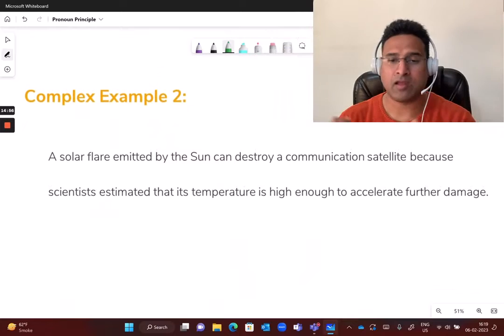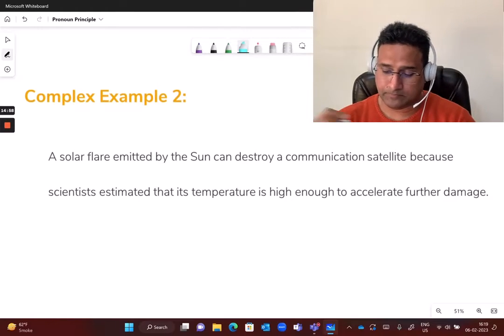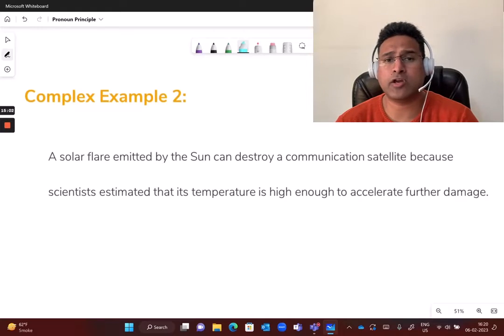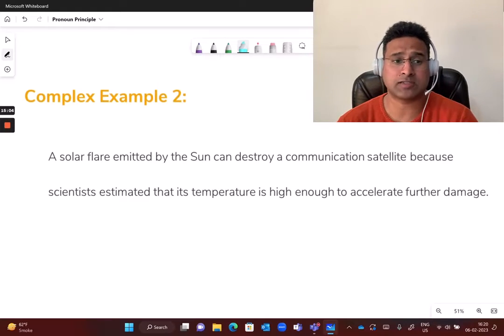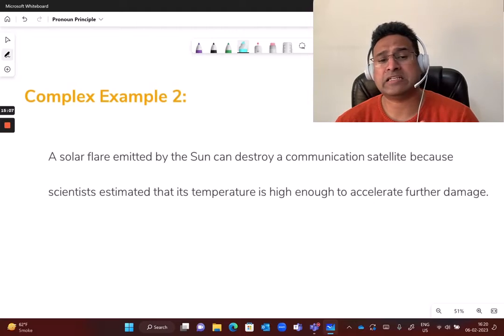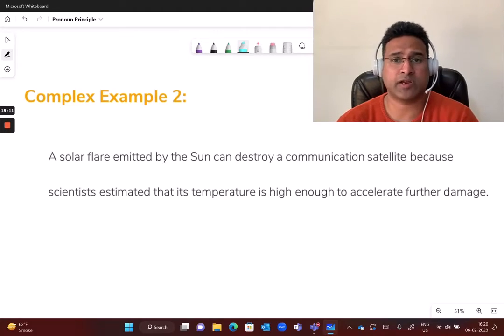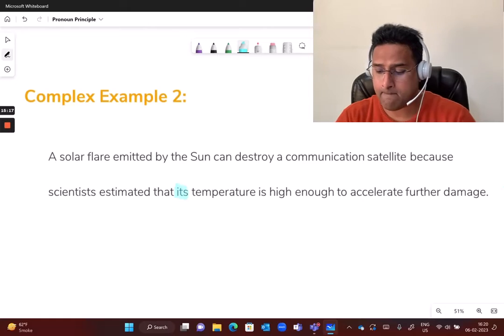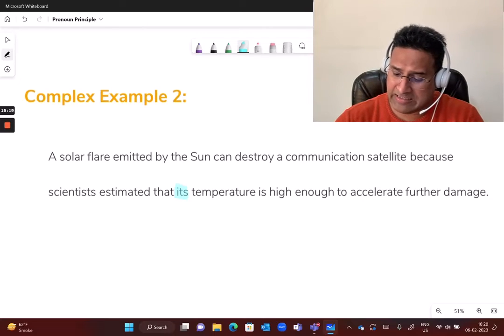Here you go. Let's do this together. A solar flare emitted by the sun can destroy a communications satellite because scientists estimated that its temperature is high enough to accelerate further damage. That's quite a mouthful, but I have spotted the pronoun, have you? Well, it's a possessive, its. Now, how many potential antecedents are there?